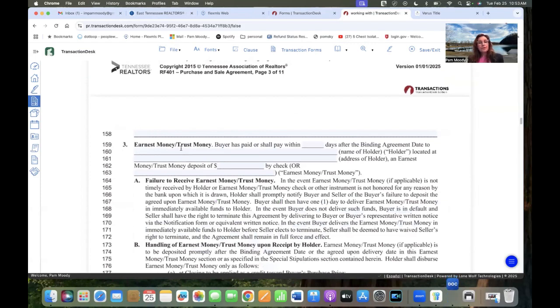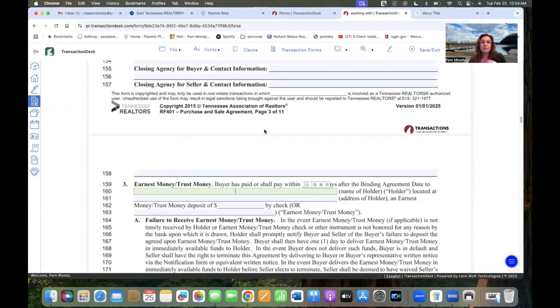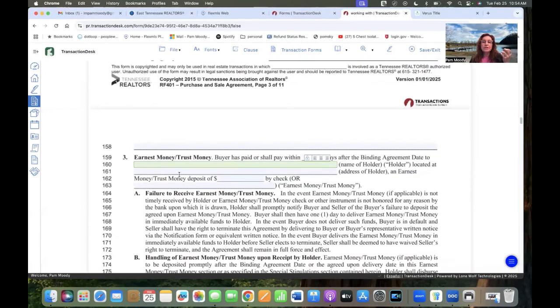Okay. Earnest money and trust money. So buyer shall pay within, and you pick the days, usually within 5 days, 7 days, especially if we've got a weekend coming up, so that you can deposit the earnest money with the holder. I will not hold money. I like to put it at the closing agency because it just makes the most sense. They've got a trust fund that they can put it in so that they can hold it and it's available for closing.